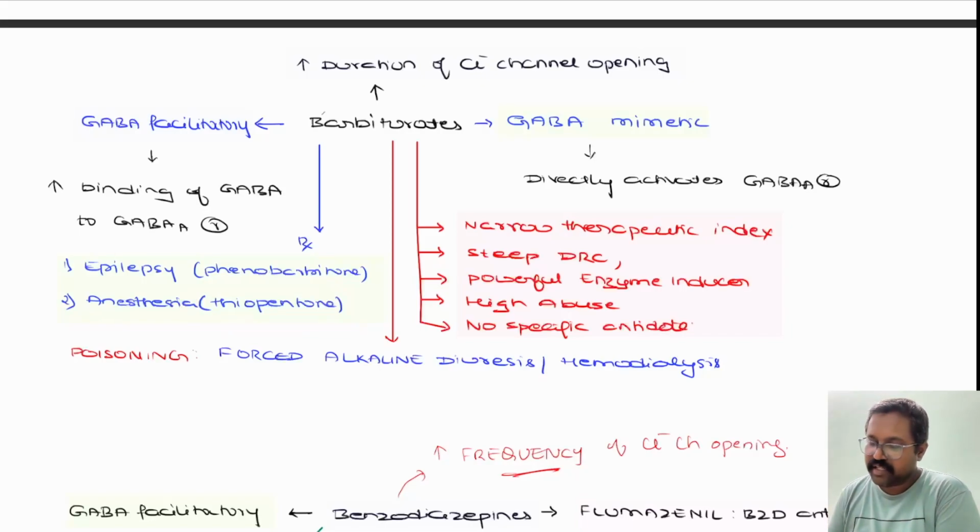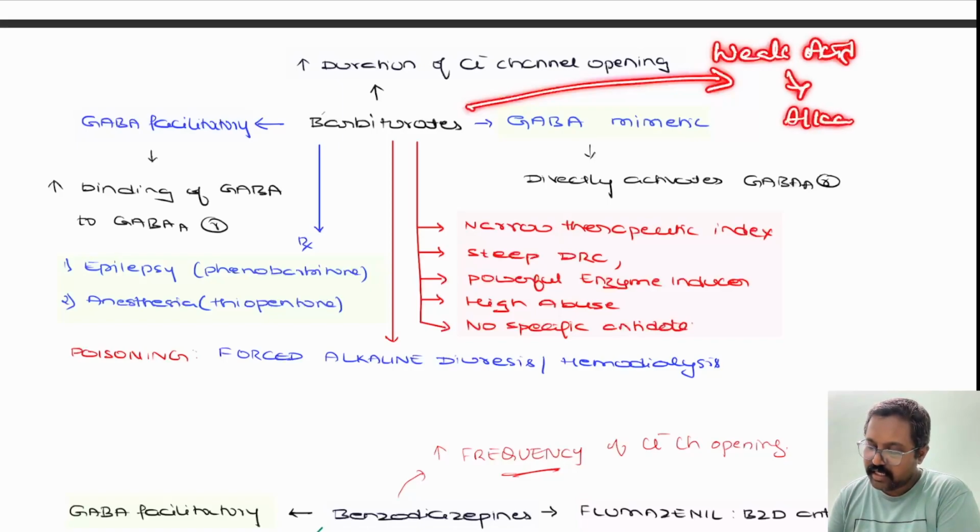Barbiturates, when compared to the benzodiazepines, have a narrow therapeutic index, and the DRC is very narrow or steep. They are powerful enzyme inducers, which leads to many drug interactions, and they have high abuse liability, and no specific antidotes are available. For barbiturate toxicity, since it is a weak acid, you need to go for alkalinization of the urine. It can be done by sodium bicarbonate.